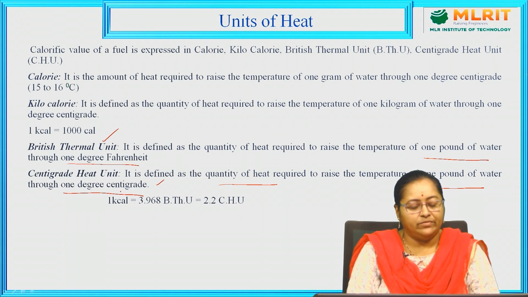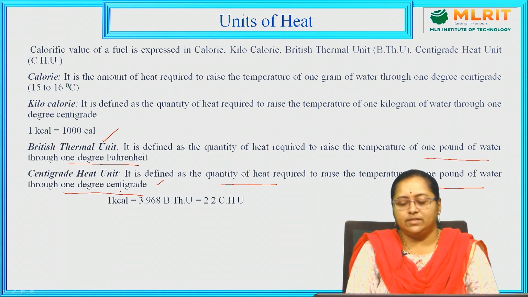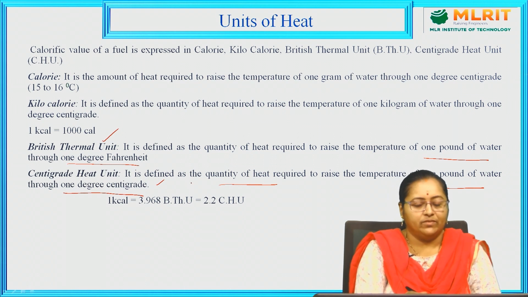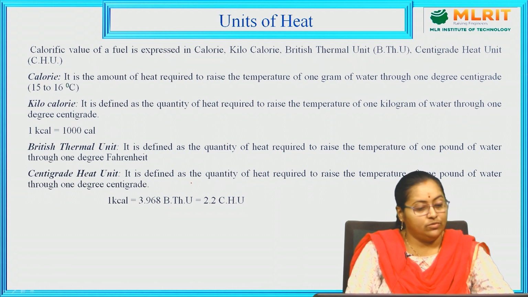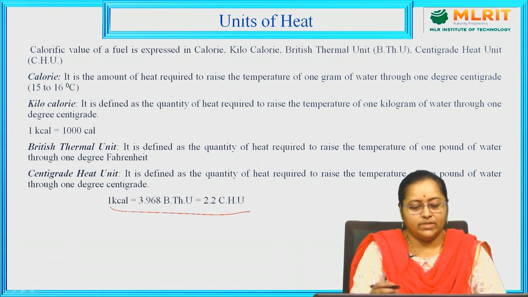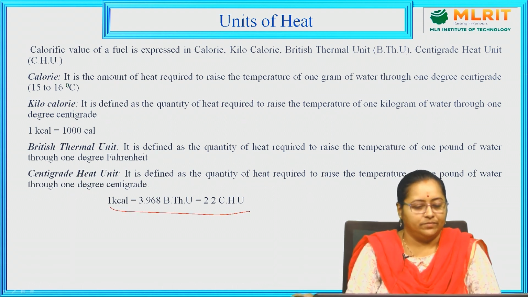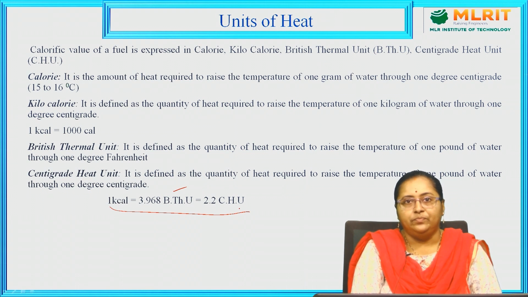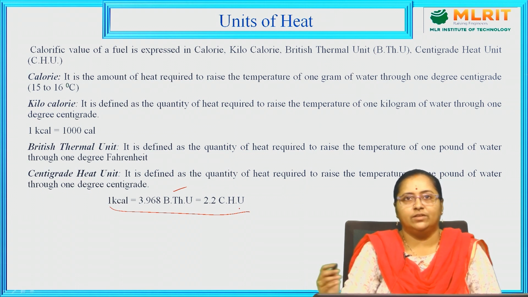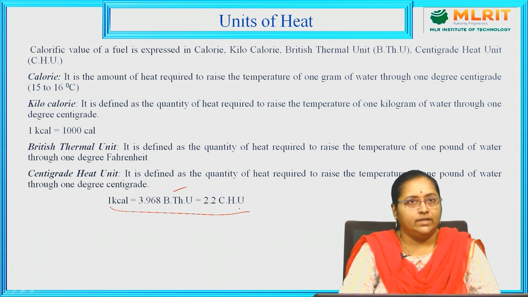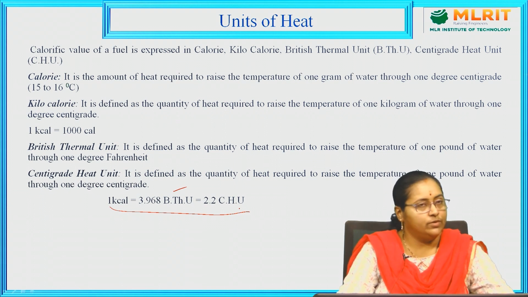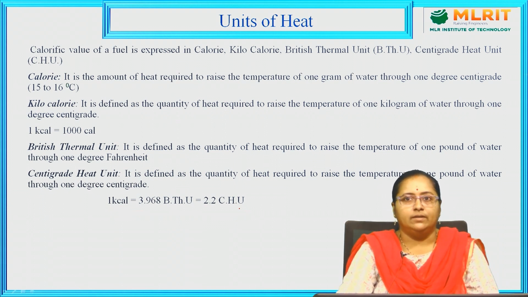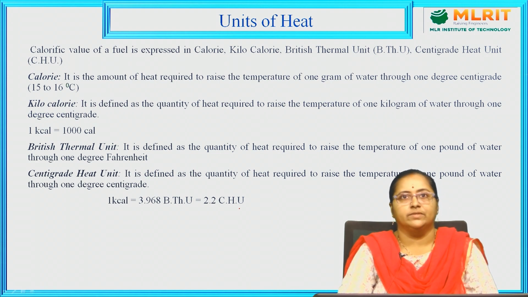So how can it be defined? Centigrade heat unit can be defined as the amount of heat energy that is required to raise the temperature of 1 pound of water through 1 degree centigrade. If you notice the interlinking, or how all these four are connected, 1 kilocalorie is equal to 3.968 British thermal units, and that is equal to 2.2 centigrade heat units. So these are the four different units of expressing heat energy that is liberated when a fuel sample is subjected to complete combustion process or complete heating process.